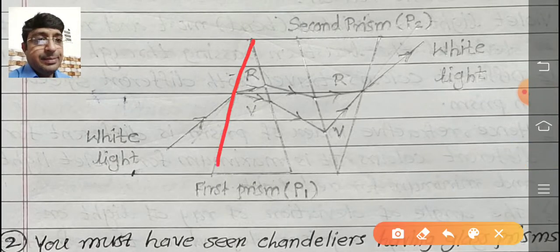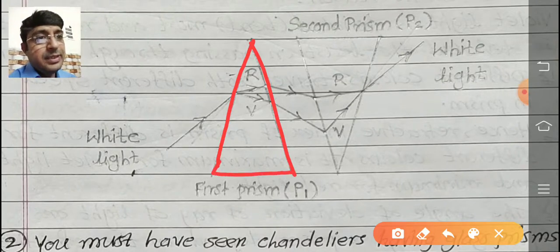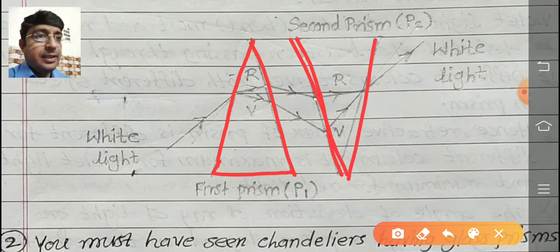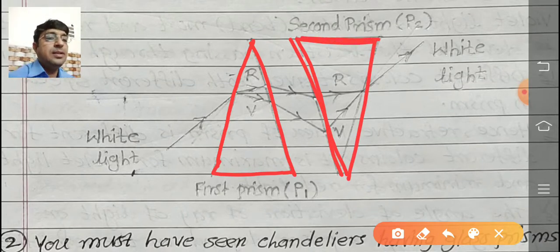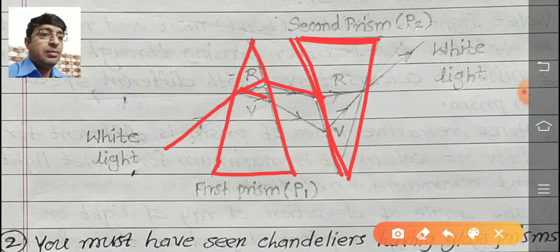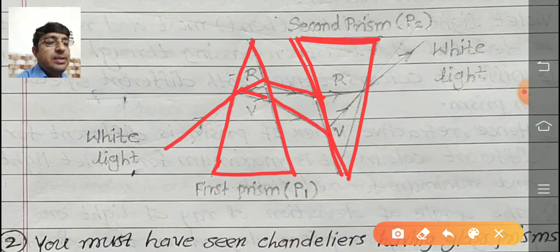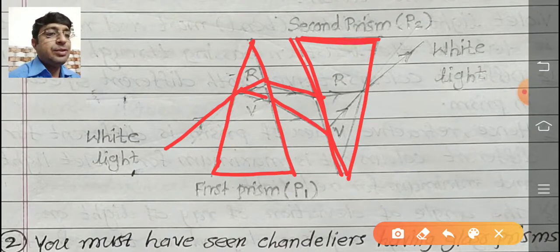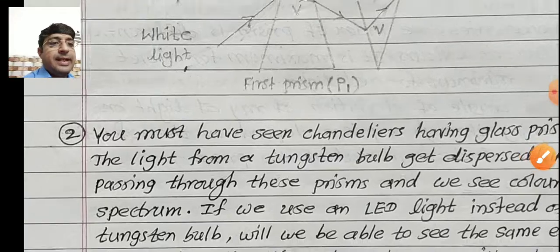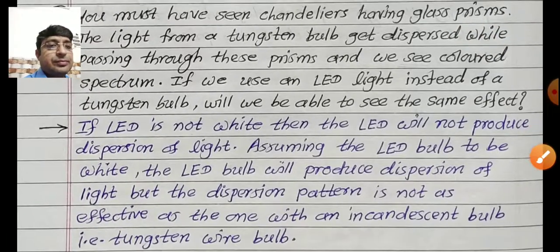This is the first prism, in upright position, and the second prism we are putting parallel like this, in inverted pattern. So the white light passing from this side undergoes dispersion by the first prism, and by the second prism again a dispersion effect is obtained, like white light on this other side. Answer of the second question.